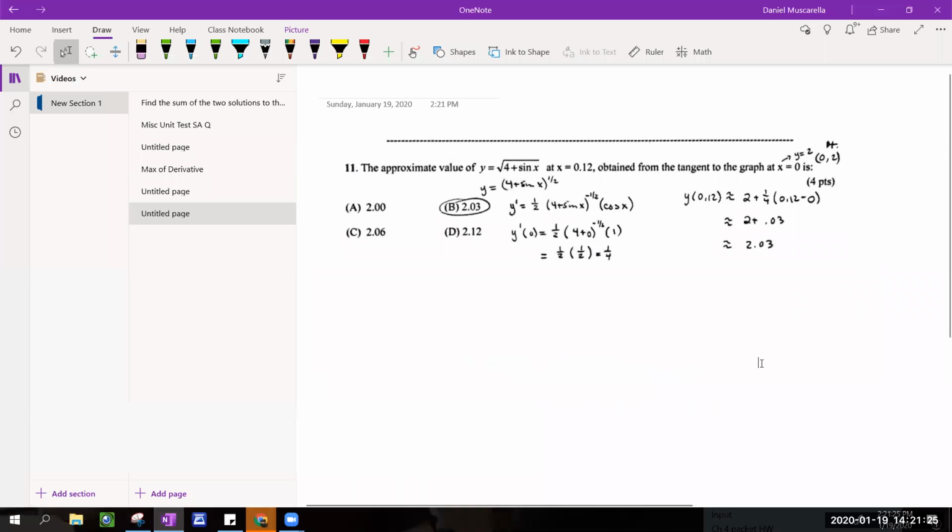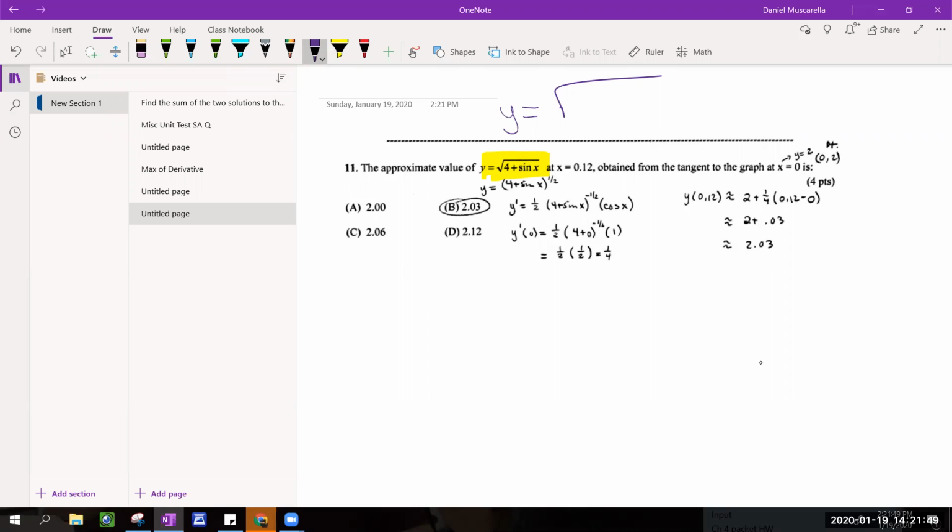And the line is going to be given, you're going to have a certain equation. And one of the things you always want to do is look at the equation. In this case, we're looking at the square root of something. So our general function that we're working with here is y equals square root of blop. And in this case, our blop is 4 plus the sine of x.